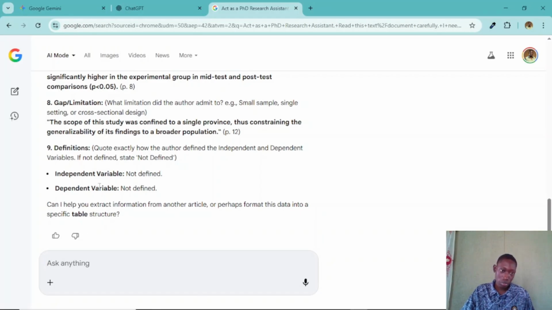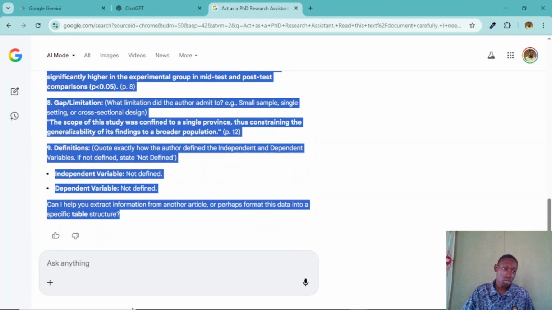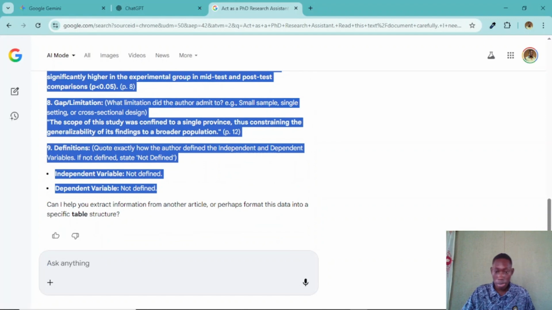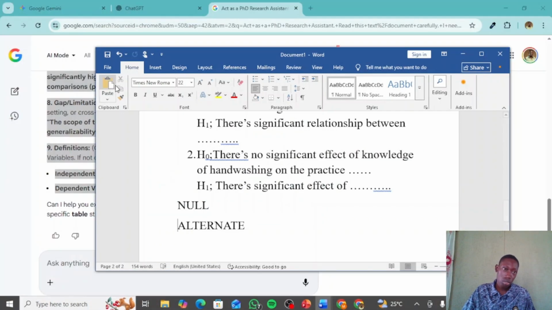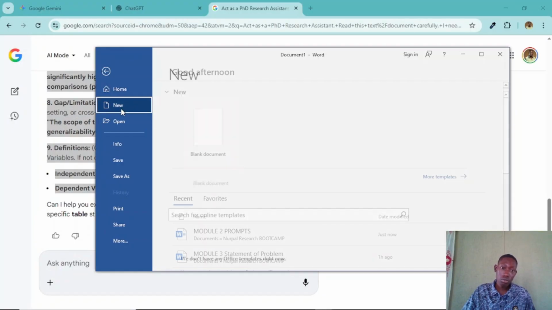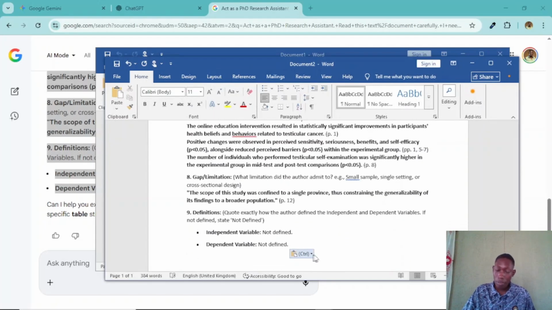So, for example, you copy all this from your AI mode, whatever it gives to you, Control C. Then you come to your file, you create a new document, and you just paste it there. You get me? Then you do it for another study, and another study like that. So you have a list of at least 20 works that you have analyzed.